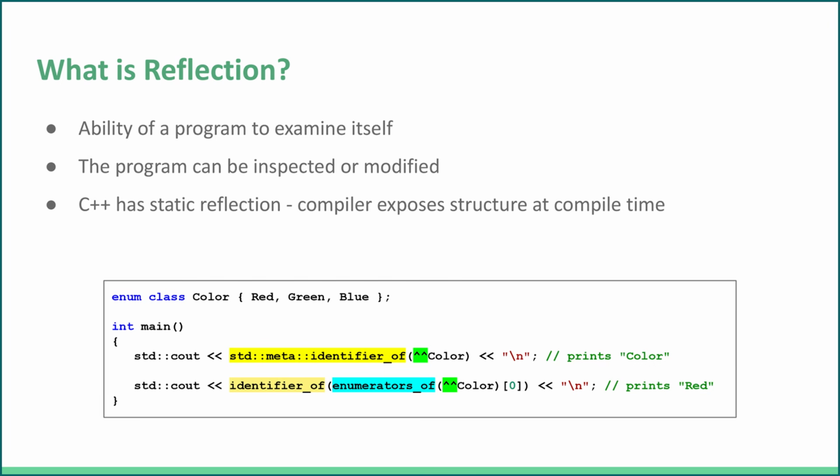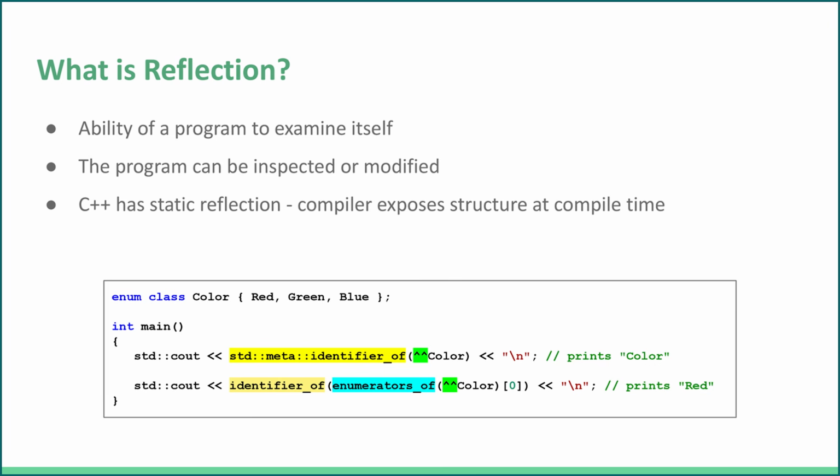Now, I've been talking about reflection a lot, so let's look into what reflection actually is. Fundamentally, reflection is the ability of a program to examine itself. This could either be inspecting the program or modifying it. And specific to C++, C++ is going to have something called static reflection, where the compiler exposes structure at compile time. Now, what exactly do I mean by the ability of a program to examine itself?